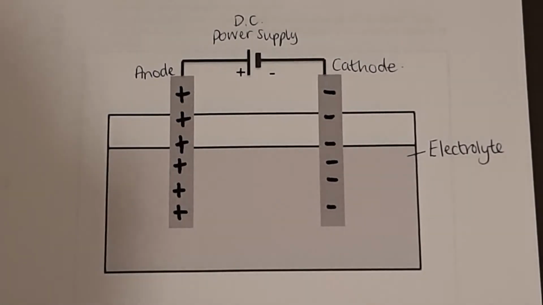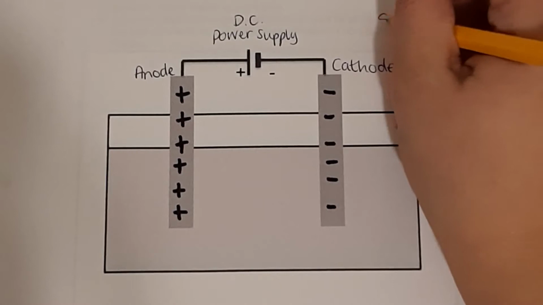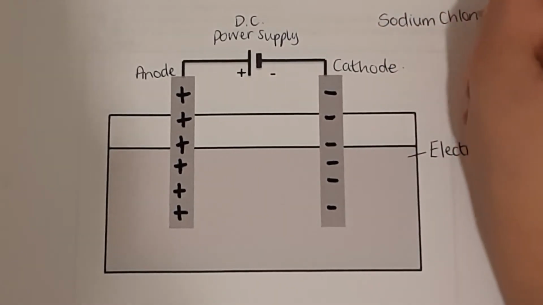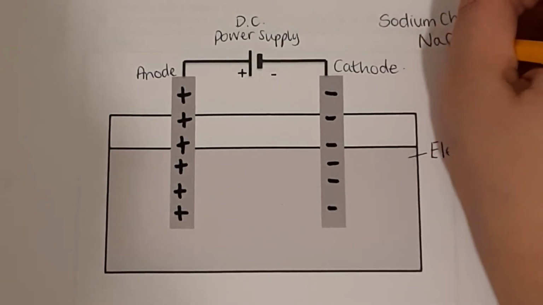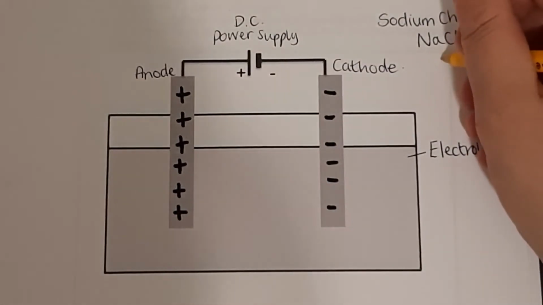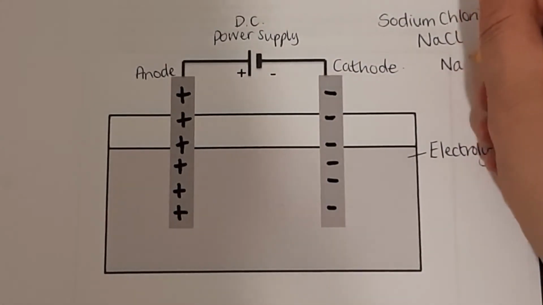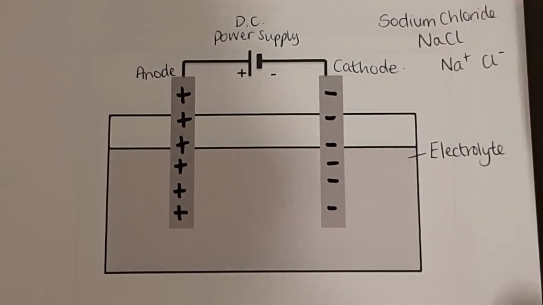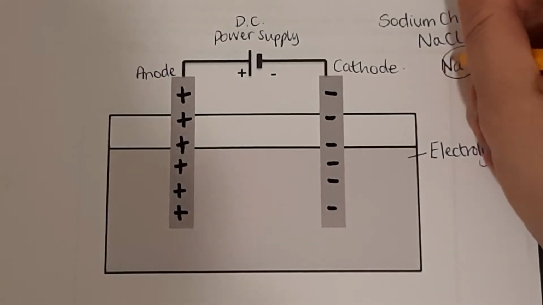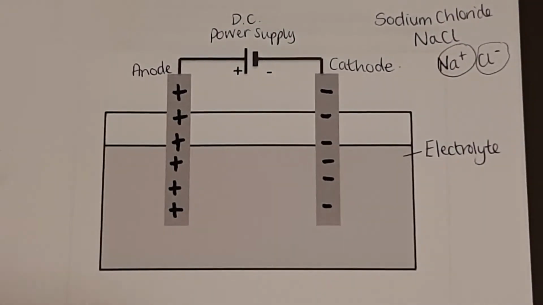Okay, so sodium chloride, I'm going to write that up here. And the symbol for that is NaCl. And that will break apart when it's dissolved in water into Na+ and Cl-. And we'll get two separate ions there, Na+ and Cl-. So let's have a look at what happens. They'll be spread out evenly in the solution as dissolved particles.